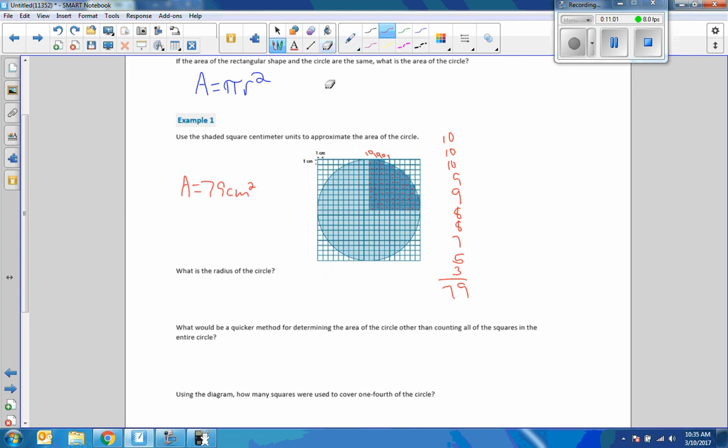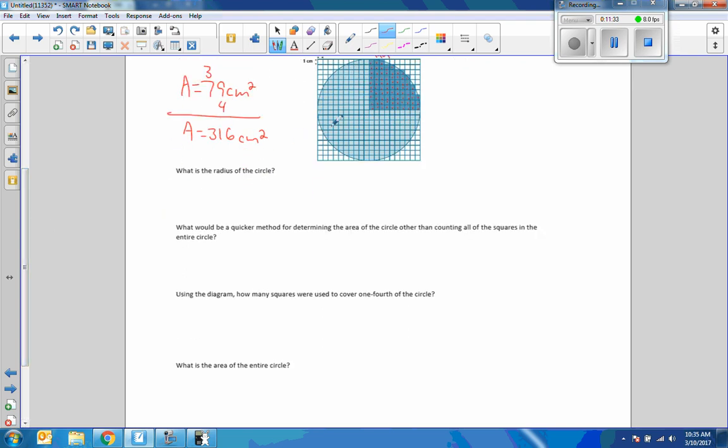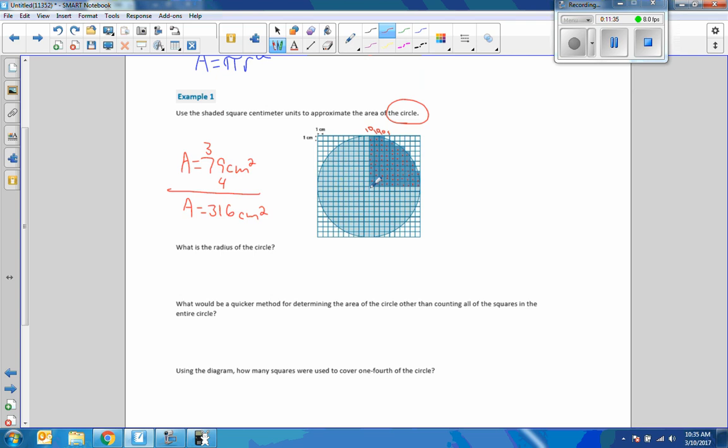Okay, there's my approximation. I simply counted the squares. Now that is just a quarter, so I'm not done. I just realized this. They asked for the area of the circle, and this is only 1/4 of the circle. So if I multiply that by 4, because there's 4 quarters to this circle, then the area would equal 316 centimeters squared. This is the area of the quarter circle times 4. So what is the radius of the circle? Well, that was the first row I counted, from here to here. It was 10. So I'd say r equals 10 centimeters.